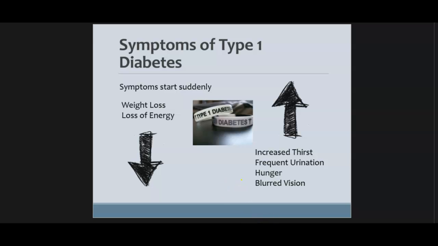The symptoms come on very suddenly, and people usually get very sick very fast, so they usually figure out pretty quickly what's going on. The symptoms include weight loss, loss of energy, increased appetite, which is also called polyphagia, increased or frequent urination, polyuria, and increased thirst, which is also called polydipsia.